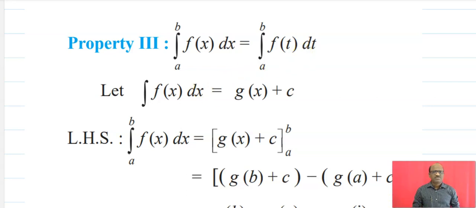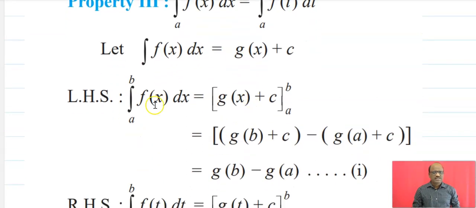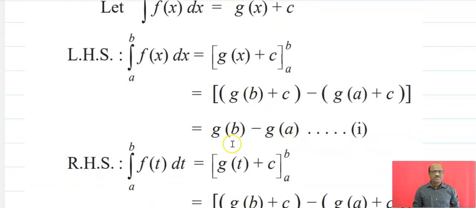Now we'll see it one by one. That is, let integral f of x dx is equal to g of x plus c. Therefore, the LHS, integral a to b f of x dx is equal to g of x plus c. Lower limit is a, upper limit is b. Substitute upper limit minus lower limit. That is g of b plus c minus in bracket g of a plus c. Open the bracket and then you will get g of b minus g of a. This is expression number 1.